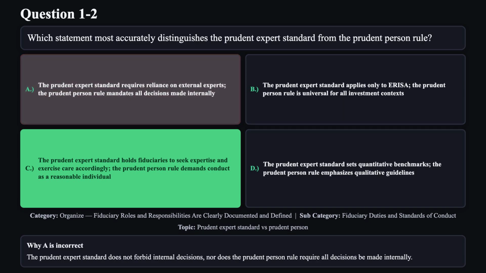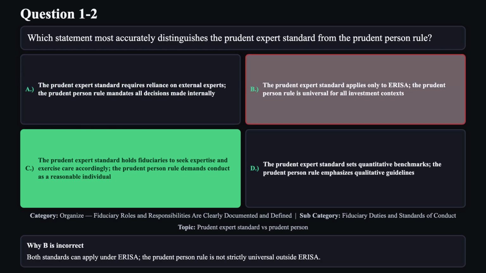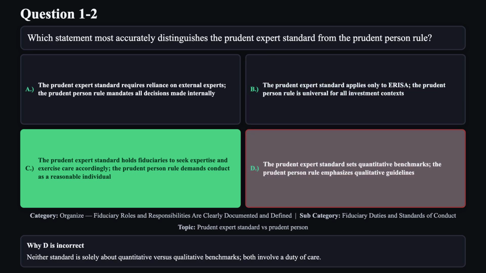Reason A is not correct. The prudent expert standard does not forbid internal decisions, nor does the prudent person rule require all decisions be made internally. Reason B is not correct. Both standards can apply under ERISA. The prudent person rule is not strictly universal outside ERISA. Reason D is not correct. Neither standard is solely about quantitative versus qualitative benchmarks. Both involve a duty of care.